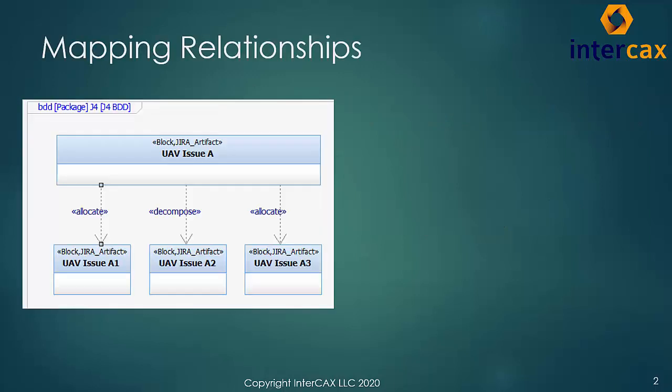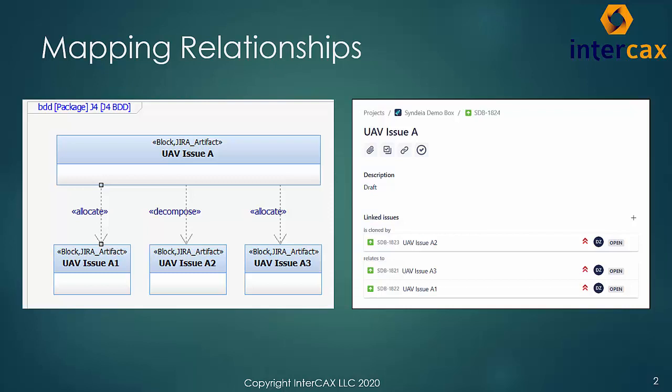Take as our example this SysML model of a block UAV Issue A, which is connected to two other blocks by an allocate relation and a third block by a dependency. Our objective is to transform all four blocks and the relationships between them into Jira in one action. However, Jira does not have elements typed by block, allocate, or dependency, so we will need to create a custom mapping to Jira artifact and relation types that meet our needs.